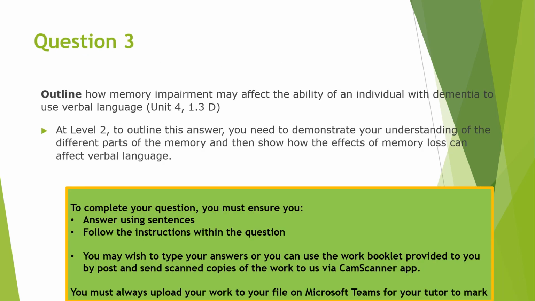And question number 3 is asking you to outline how memory impairment may affect the ability of an individual with dementia to use verbal language. And at level 2, remember, to outline this answer, you need to demonstrate your understanding of the different parts of the memory and then show how the effects of memory loss can affect verbal language.